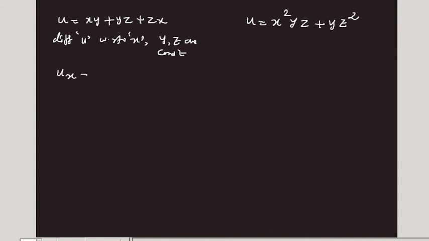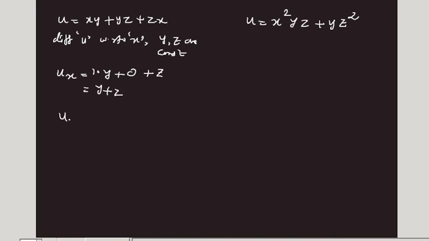So ux equal to, so here x into y is there, y is constant, x differentiation is 1. So here 1 into y plus y into z is nothing but constant. So here 0 plus x differentiation is 1 into constant z. So here we are getting y plus z.